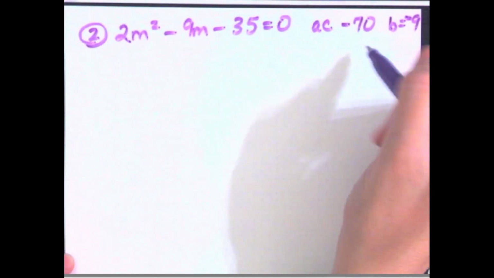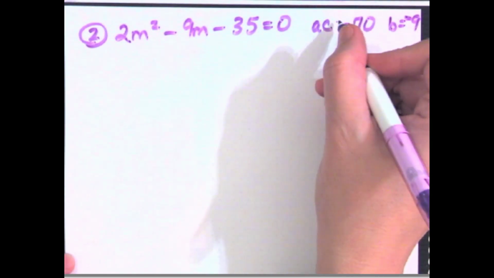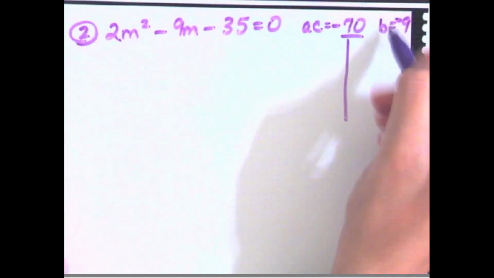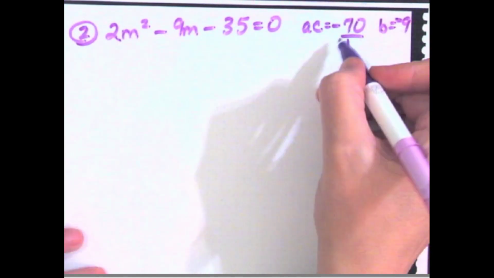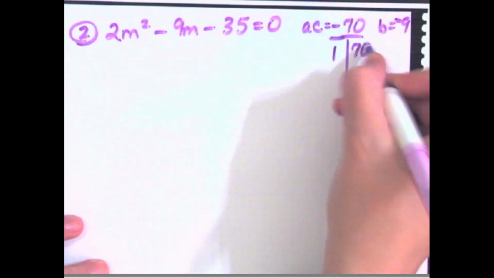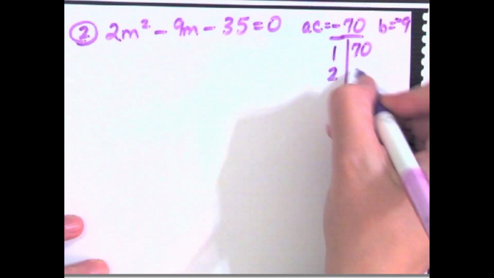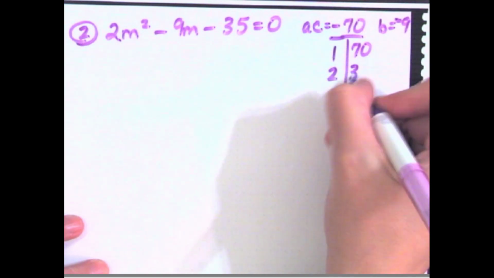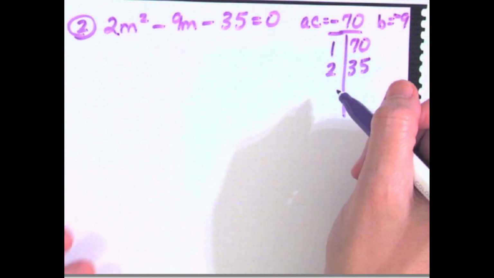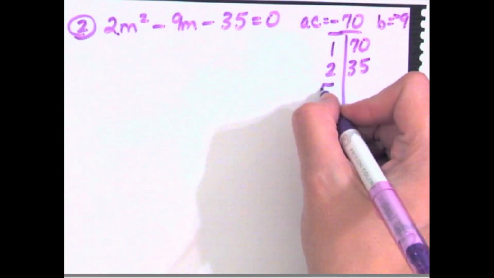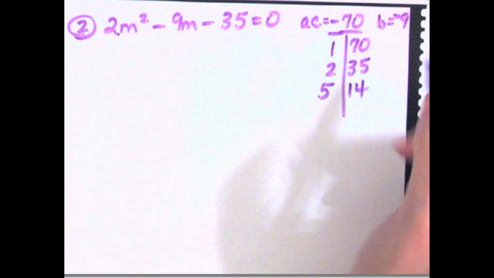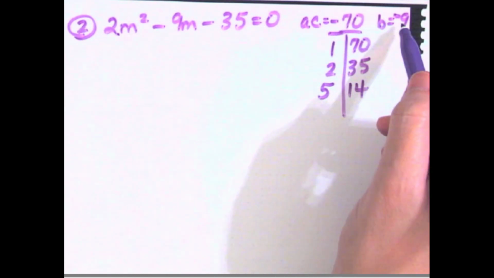So we need factors of negative 70 that are going to combine to give us negative 9. We'll just start out small. 70 divided by 1 is 70. That's not going to give us 9. We'll try 2. 70 divided by 2 is 35. Nope. Let's see, 4, 5. 5 goes. 70 divided by 5 is 14. If we add or subtract those, can we get 9?